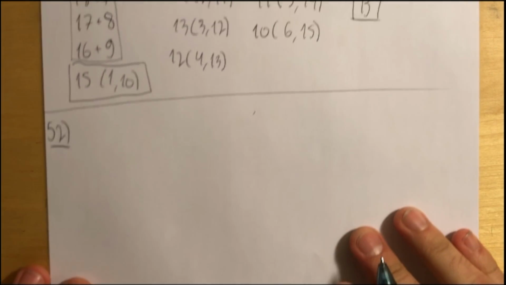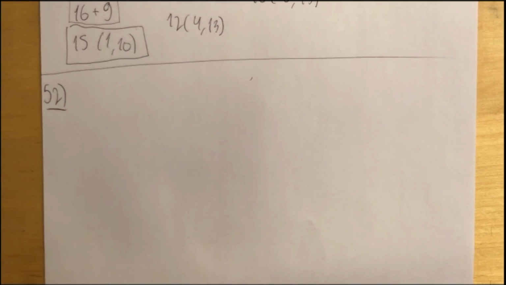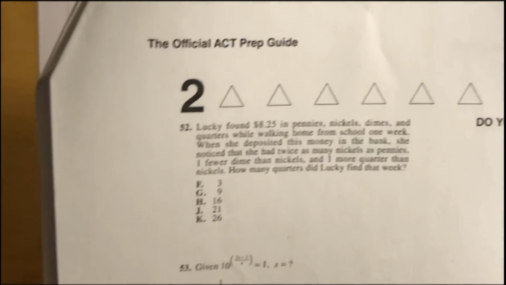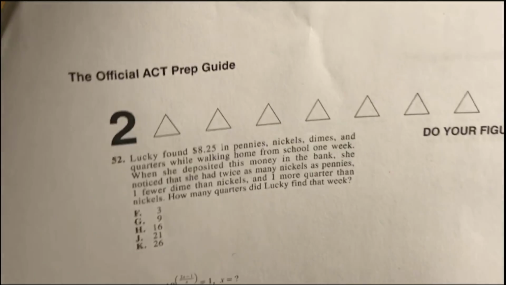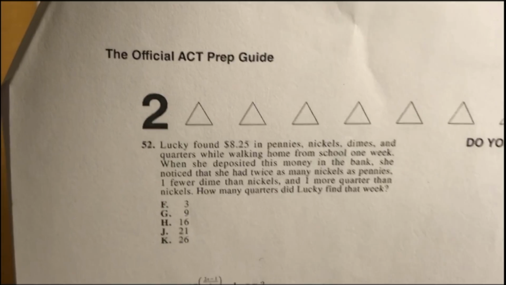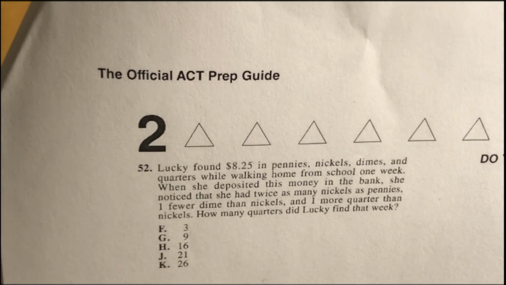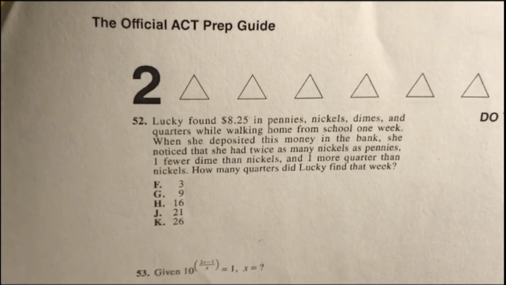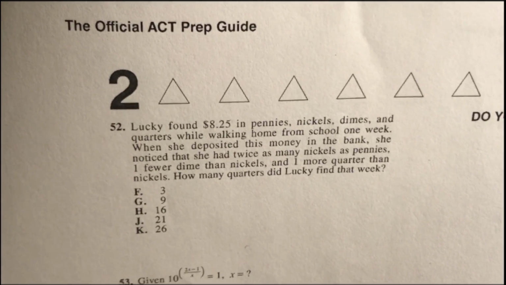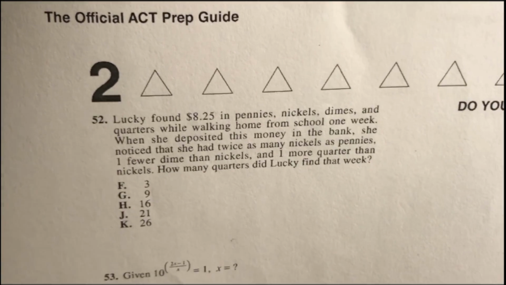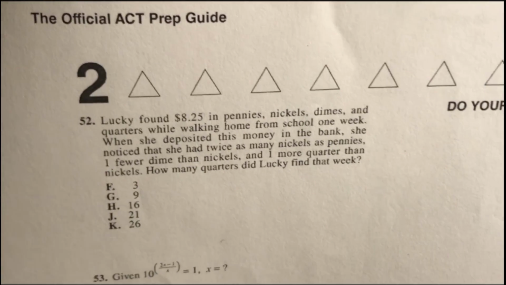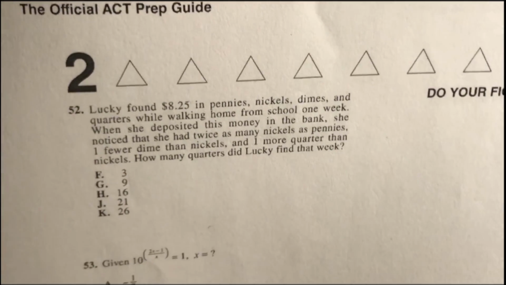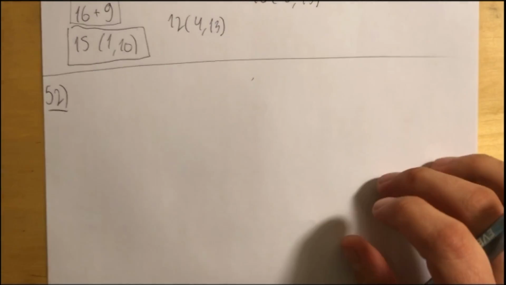Problem 52. Lucky found $8.25 in pennies, nickels, dimes, and quarters while walking home from school one week. When she deposited the money in the bank, she noticed that she had twice as many nickels as pennies, 1 fewer dime than nickels, and 1 more quarter than nickels. How many quarters did Lucky have that week?